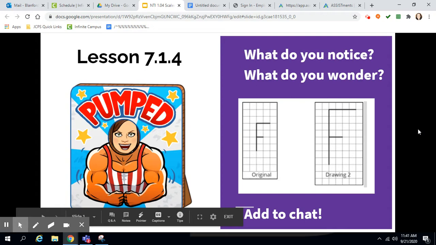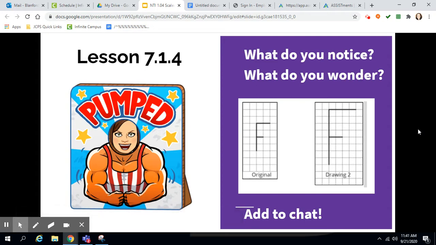7.1.4. Today we're going to be looking at scaled relationships. And just to remind ourselves a little bit about what we already know, I want you to look at the figure of the two F's. There's an original and a drawing 2. And I want you to write at least one thing you notice and one thing you wonder about this drawing.